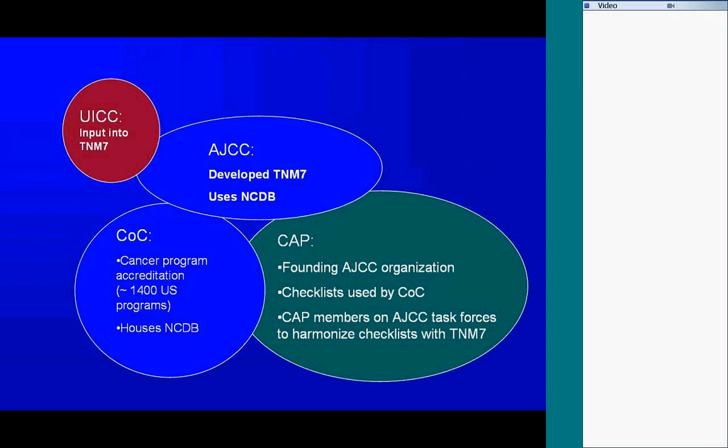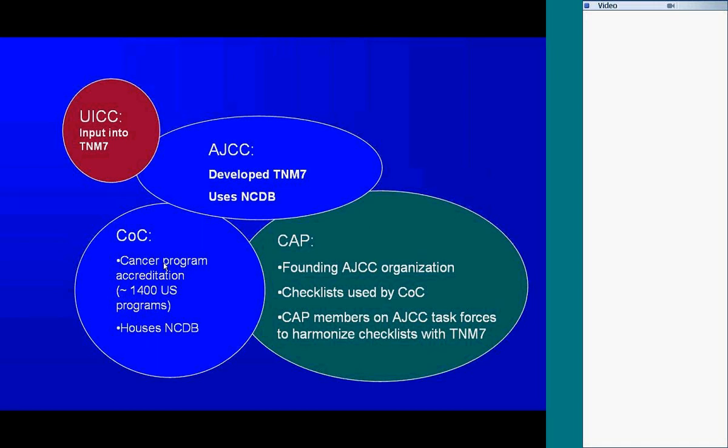This diagram just shows you some of the relationship between the organizations that are involved in the checklist. Of course, the checklists are developed by the College of American Pathologists, who are also a founding AJCC organization. And the checklists are used by the Commission on Cancer as part of their evaluation of the quality of cancer care in various cancer programs that they accredit, which are now about 1,400 U.S. cancer programs.